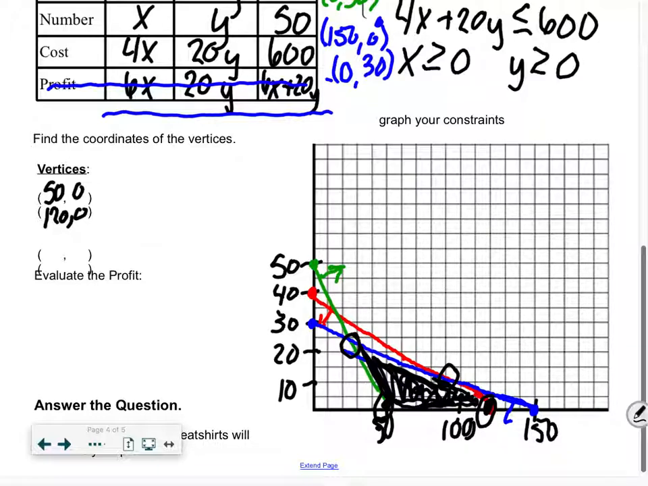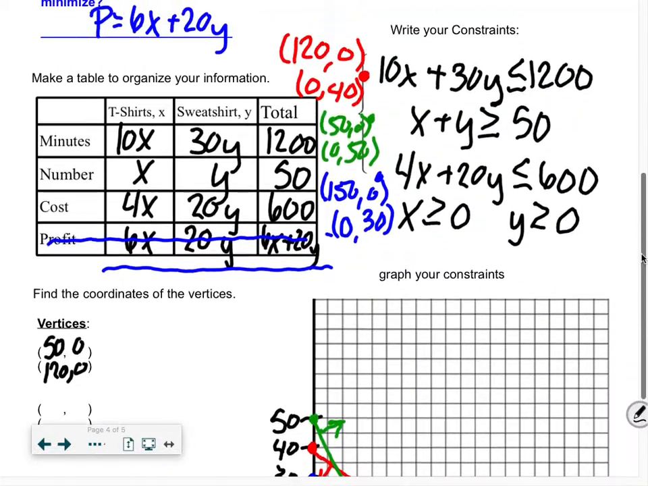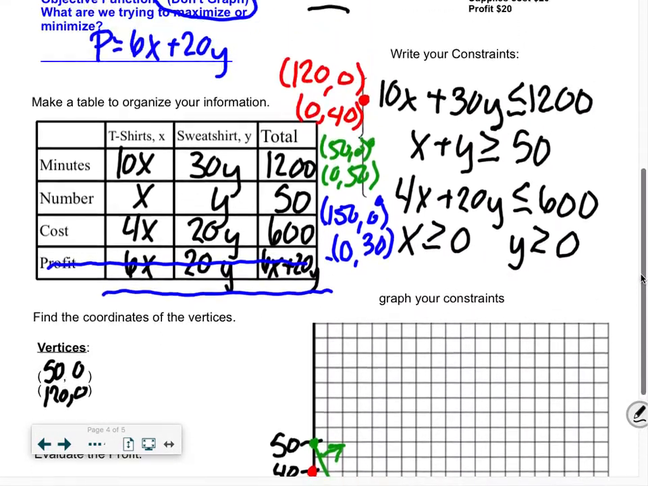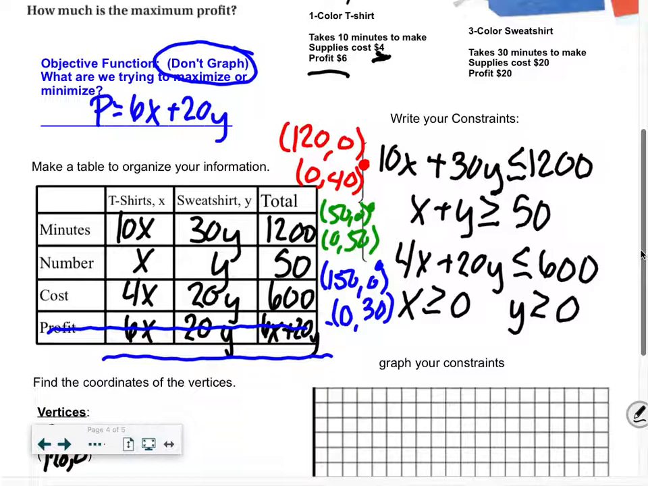Now I got weird ones. Green and blue. Anybody think they know? 30, 25. Let's see if that works. I'm plugging into green and blue. Does that work in green? No, doesn't. You're close though. 25, 25. Okay. 25, 25 is working in green. Does it work in blue? Yeah. So we got 25, 25.